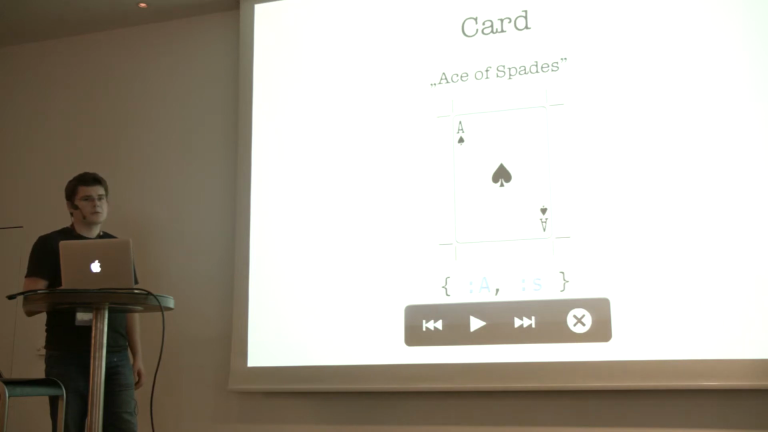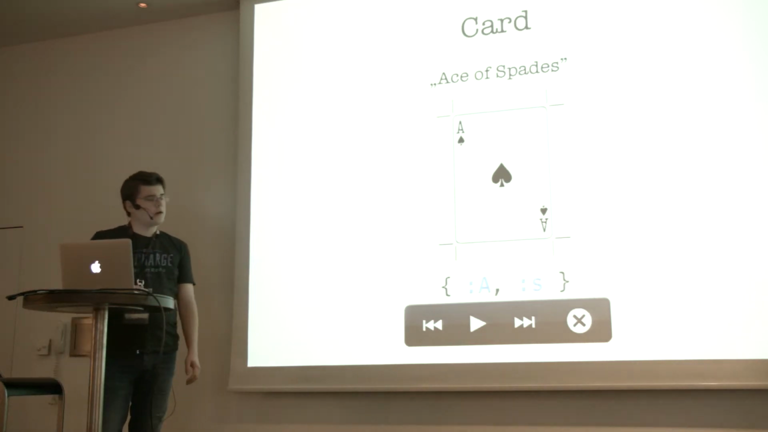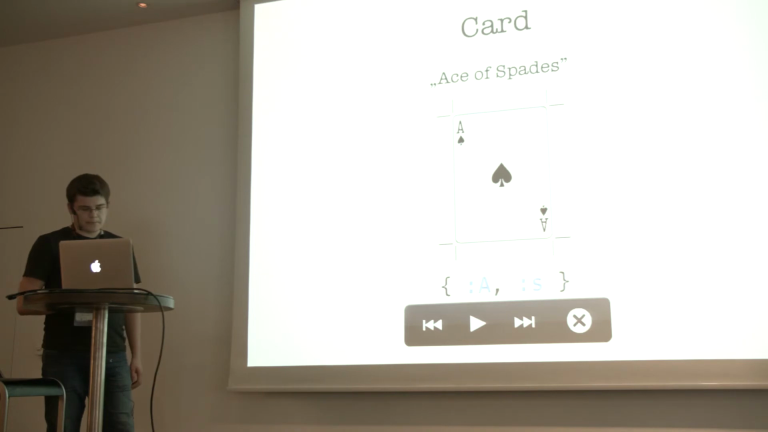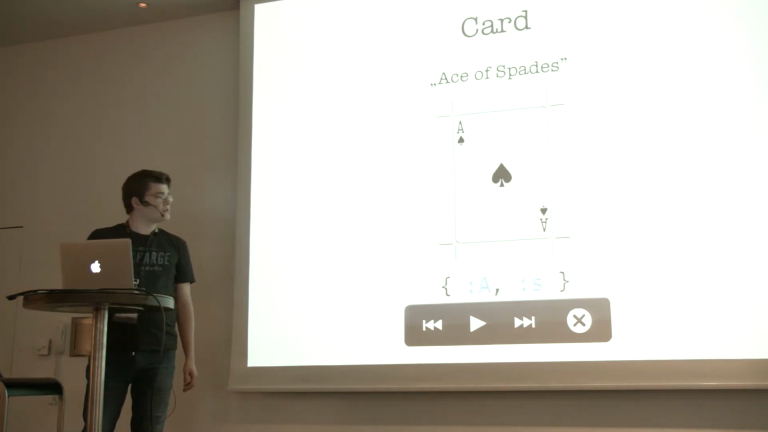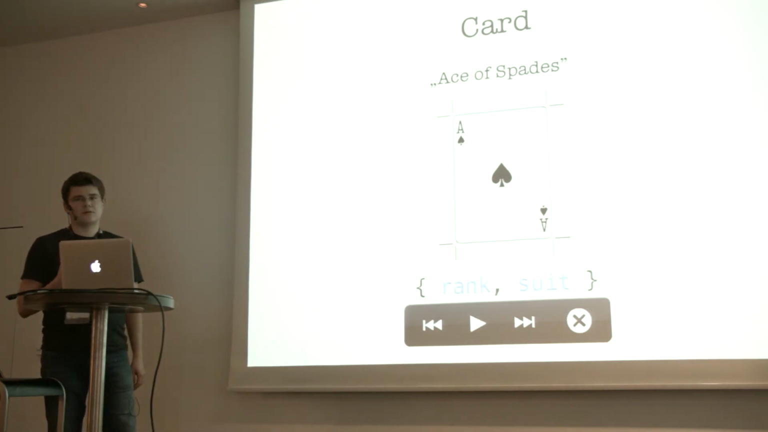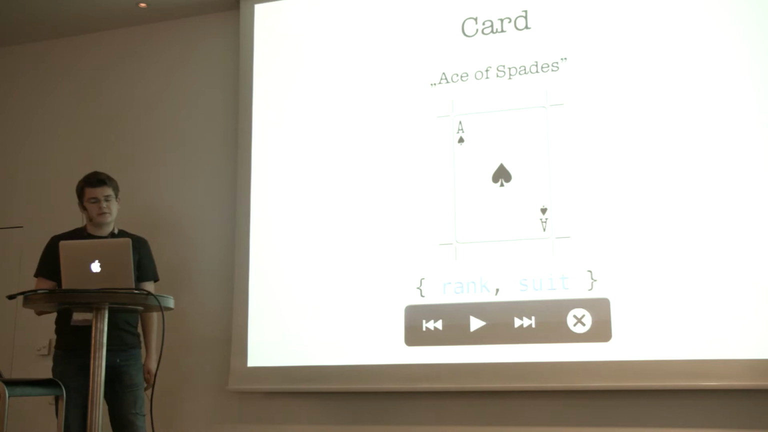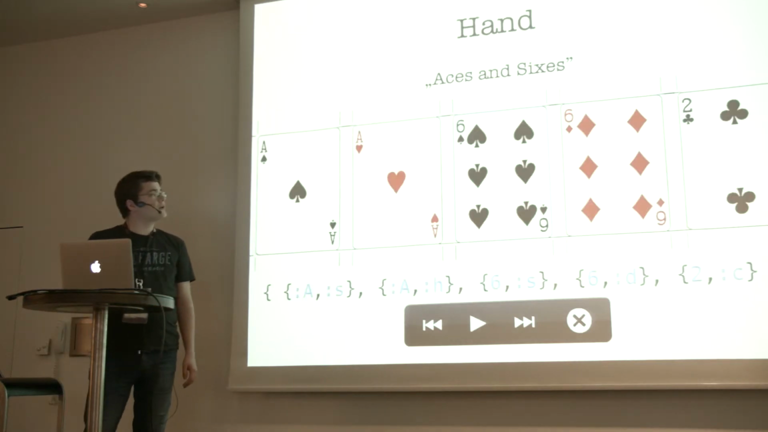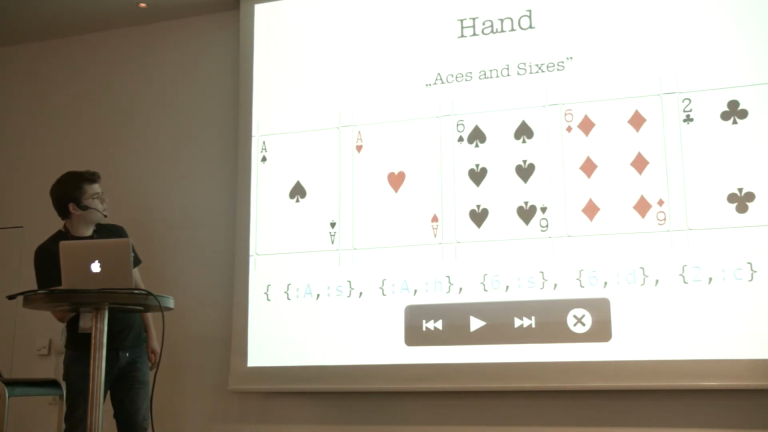So this is how we want to represent the card in the program, as a tuple. We have a tuple of two elements. The first one is the rank, it's ace, and then the second element is the suit, which is spades. With this, it kind of fits.